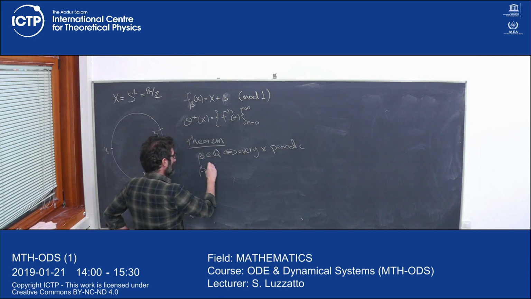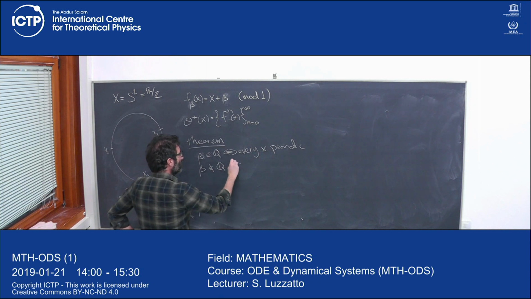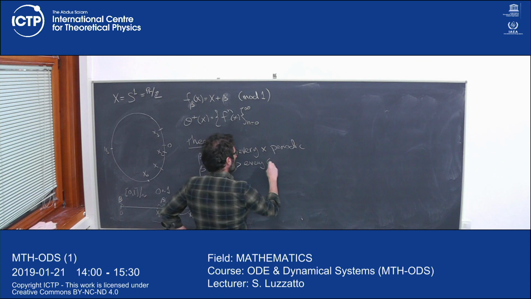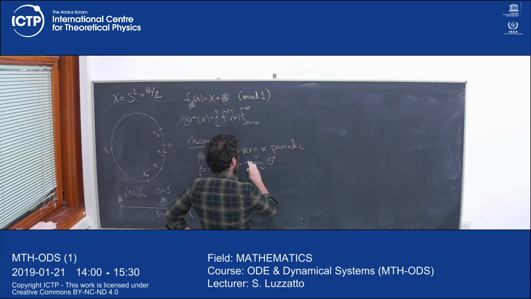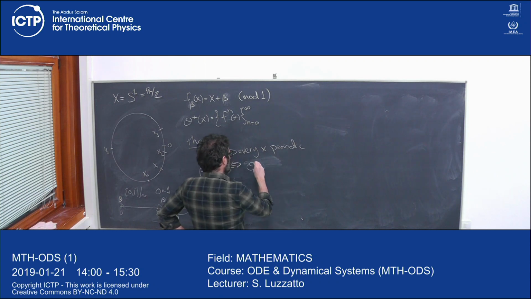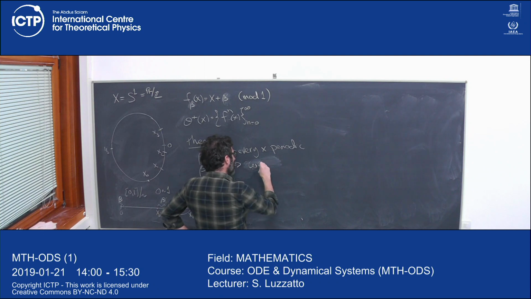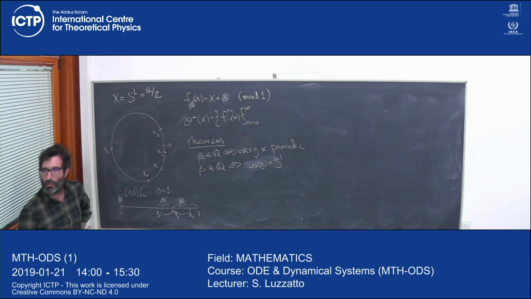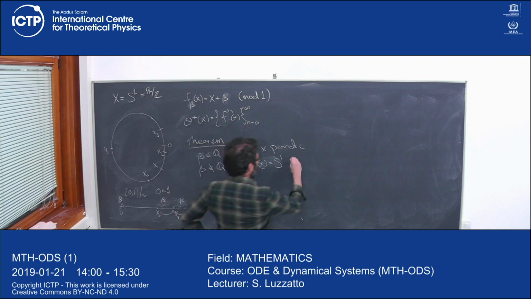And beta is non-rational if and only if, let's use the notation we have, omega of x equals S1 for all x in S1. That's what we mean by dense, because every point on the circle is an accumulation point of the orbit.